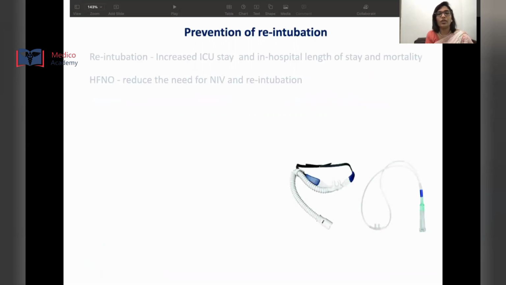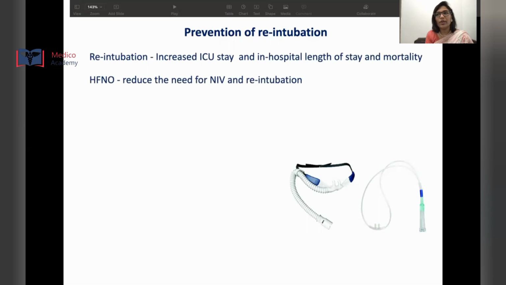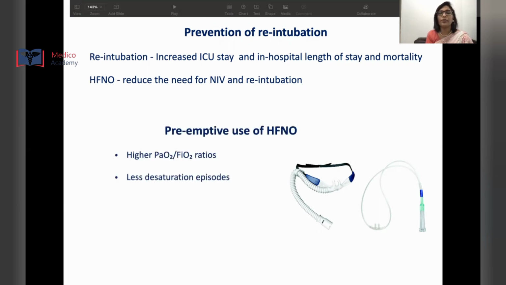And coming to prevention of reintubation, it is one factor which increases ICU stay and hospital length of stay as well as morbidities and mortalities. So when you use high flow nasal oxygen therapy, it reduces the need for NIV and reintubation. You can use it preemptively also. If you use it preemptively in selected cases, you can see that there is better PaO2 by FiO2 ratios in these patients, lesser desaturation episodes, less interface displacement.